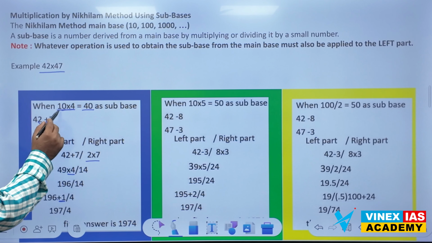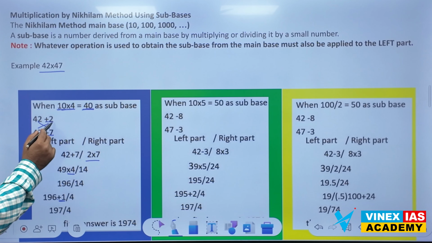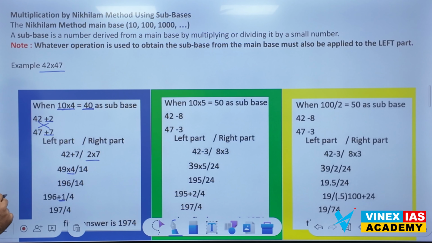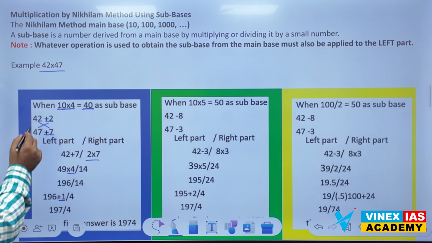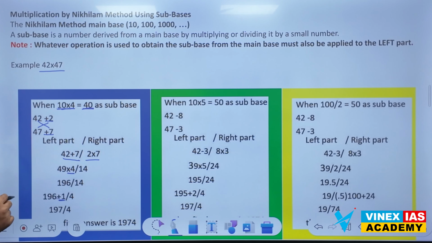Our main base is 10. 10 into 4 equals 40 is our subbase. Now 42 is 2 more than 40 and 47 is 7 more than 40. So the right part is 2 into 7. For the left part you can take the diagonal, 42 plus 7 or 47 plus 2.